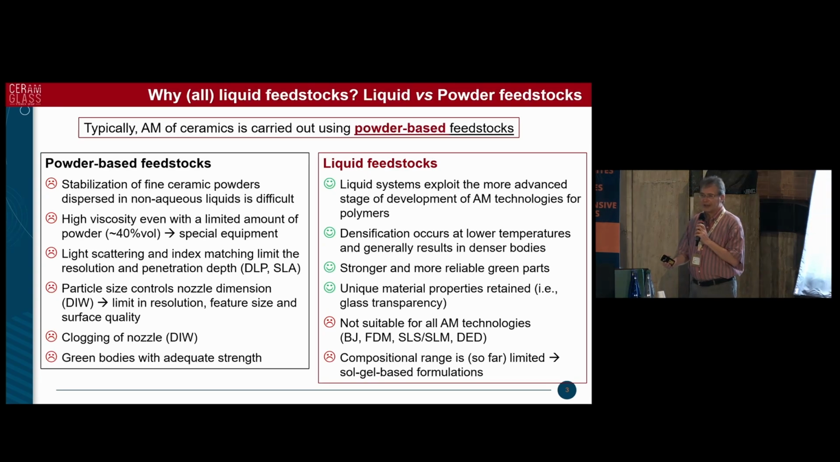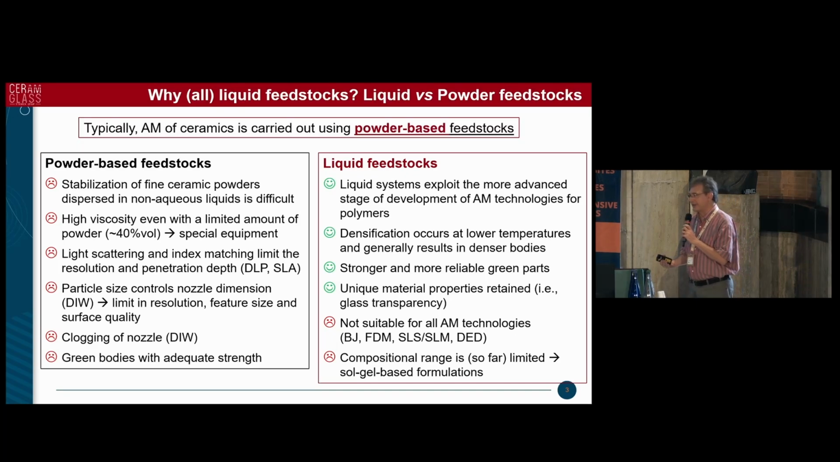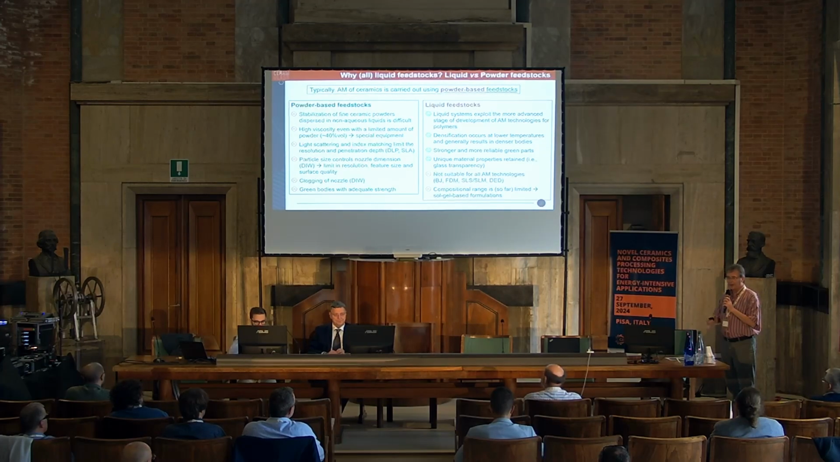But the main point is that, for instance, it's very difficult to print silicon carbide using DLP or optical-based technologies due to the absorption of the radiation. There are some ways around that, for instance by slightly oxidizing the surface of the silicon carbide. But if you use the polymer-derived materials approach, then you can avoid this issue.